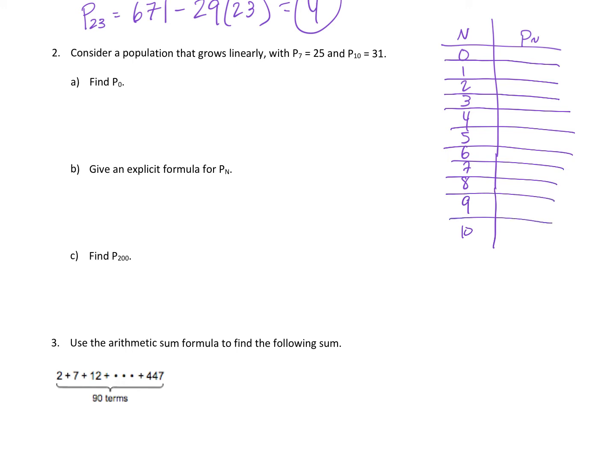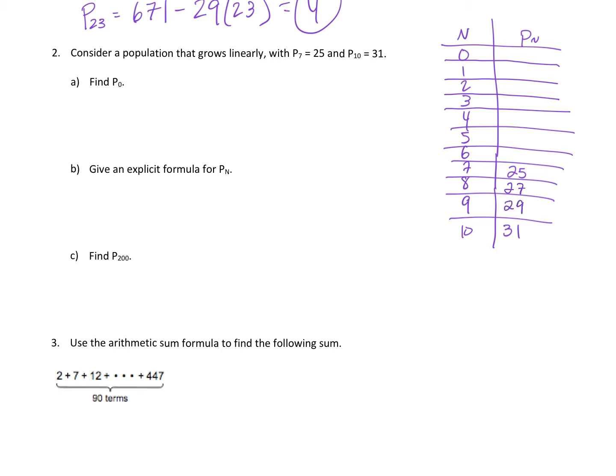Okay, so I know P7 is 25 and P10 is 31. And because they told me that this grows linearly, that means you're always adding the same amount to get to the next number in the list. So to get from 25 to 31, I would add 6. But to break it down into, it takes 1, 2, 3 steps to get there. So I'm going to add 2 at a time instead of 6 all at once. So 25 plus 2 is 27, plus 2 is 29, plus 2 is 31.